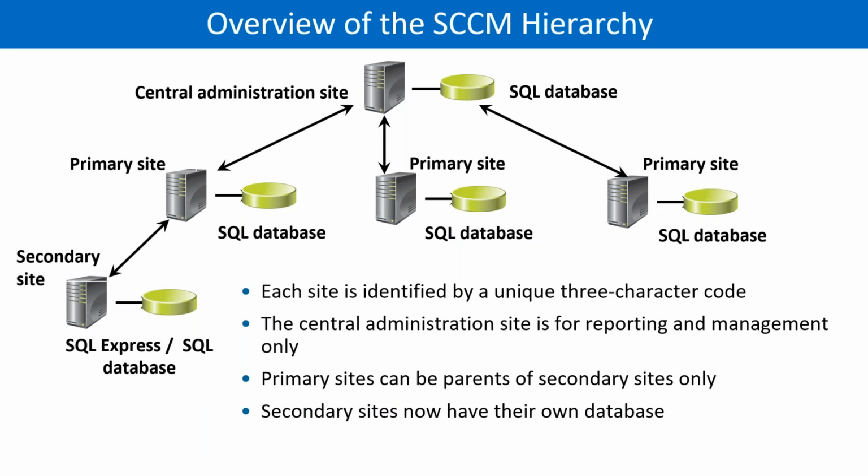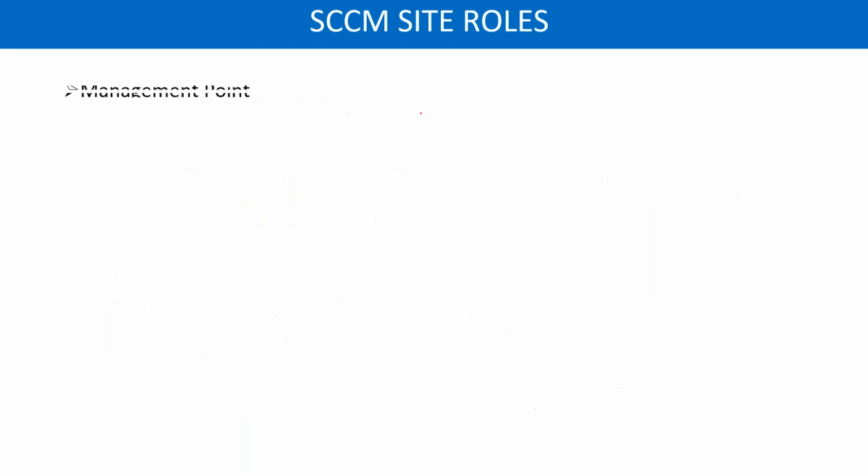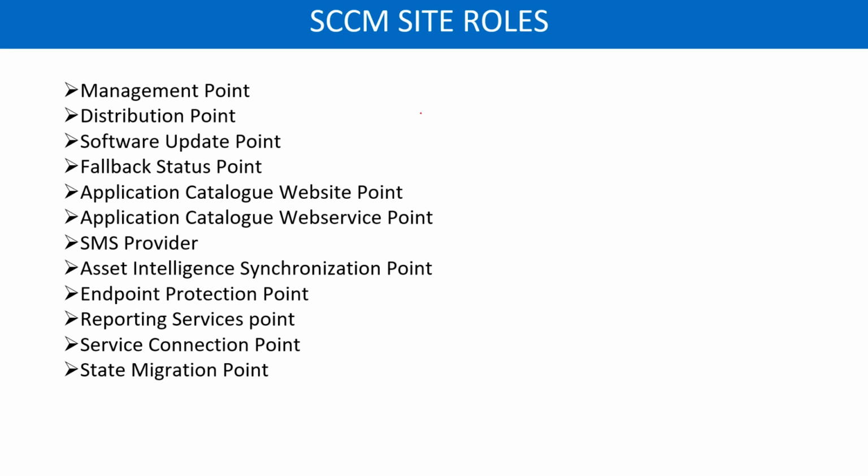Every site has a database. Secondary has a database, primary has a database, and central has a database. Secondary will send the data to primary, and the primary will send the data to central. Understood?